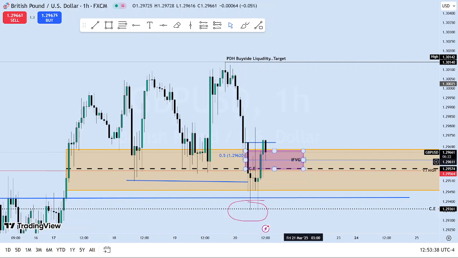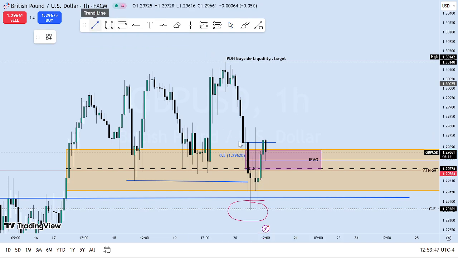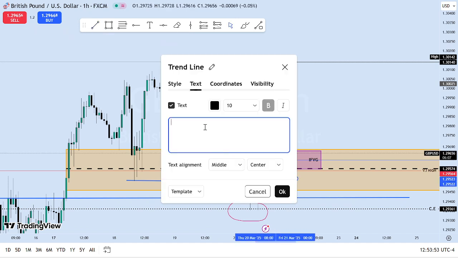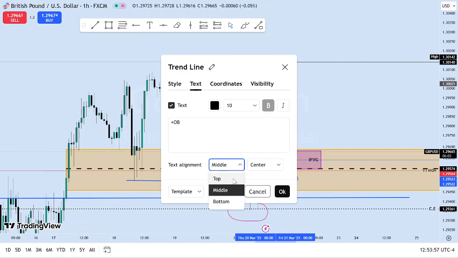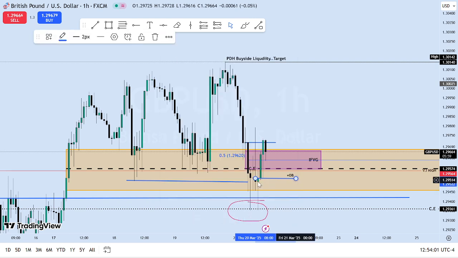That's an inversion fair value gap. That's the close candle acting as an order block. If you are bullish, we are looking at every last close candle as an order block. Last close candle, order block, break of structure.